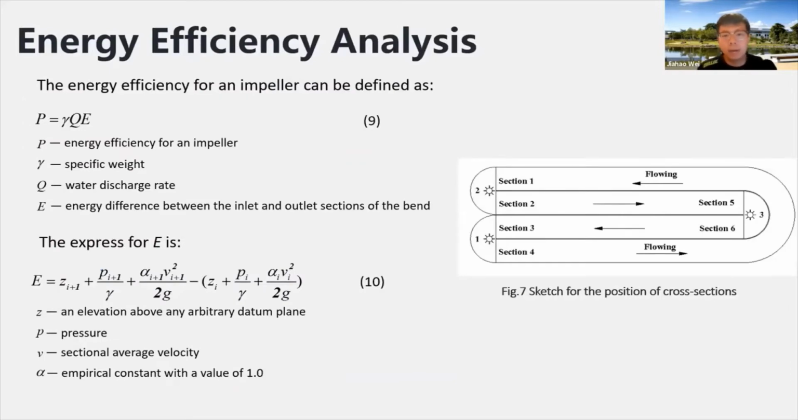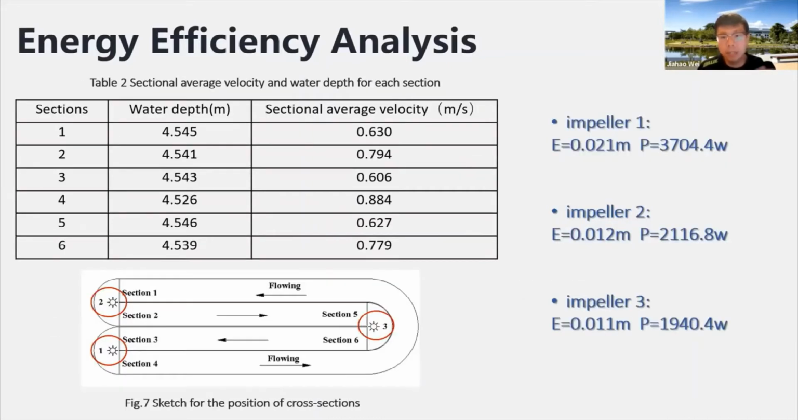This is the calculation method of energy efficiency. And then substitute the data in table 2 into equations 9 and 10. The energy difference E and energy efficiency P can be obtained. As can be seen in figure 7, the lengths of the channel from section 2 to 5 and 6 to 3 are almost the same and are about half of that from section 4 to 1, which causes the water head loss from section 4 to 1 to be much bigger than those from section 2 to 5 and 6 to 3.